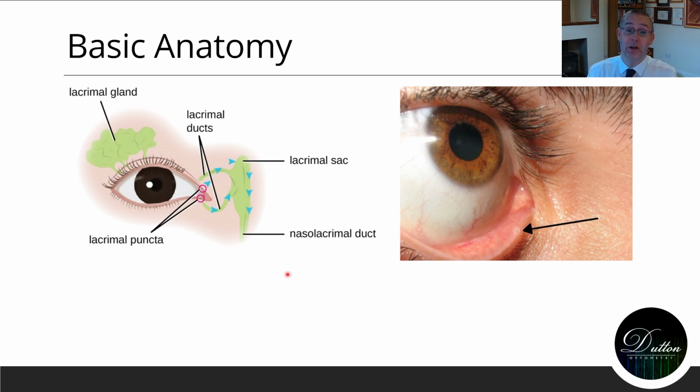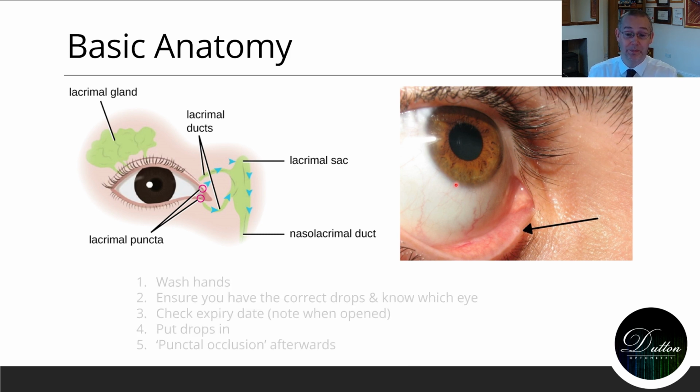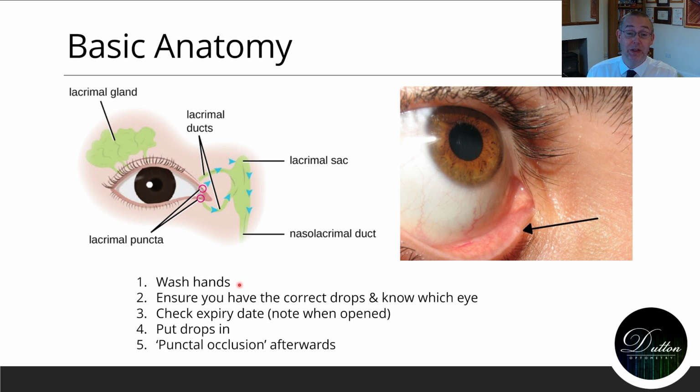What we want with any eye drop is for it to be in contact with the surface of the eye for as long as possible so that it can be absorbed into the eye and have the maximum effect. So this is the process that we should follow when we're using eye drops. Step 1 is to wash your hands. You don't want to be introducing bugs into the eye.